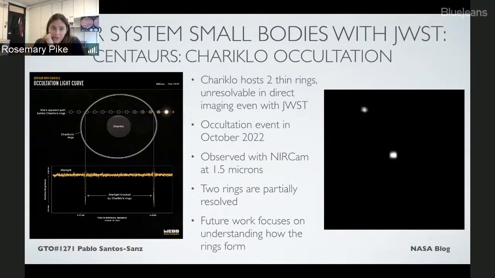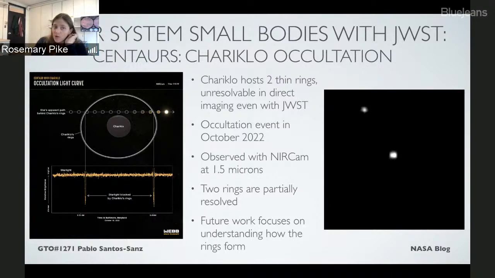So now we're getting into the outer solar system and taking a look at centaurs. So the centaurs are the population of objects that are evolving from the trans-Neptunian object region into sort of the Jupiter family comet region. So these objects have orbits inward of, say, Neptune, but outward of Jupiter. And there's quite a range of different things that we see. And a lot of these objects actually have jets. Some of them have rings. And one of the ones with rings is Chiriclo.